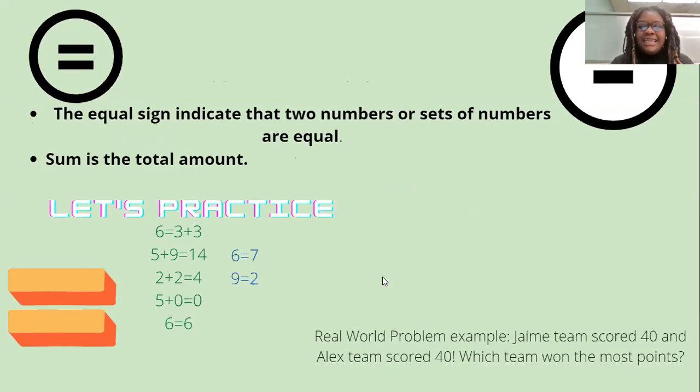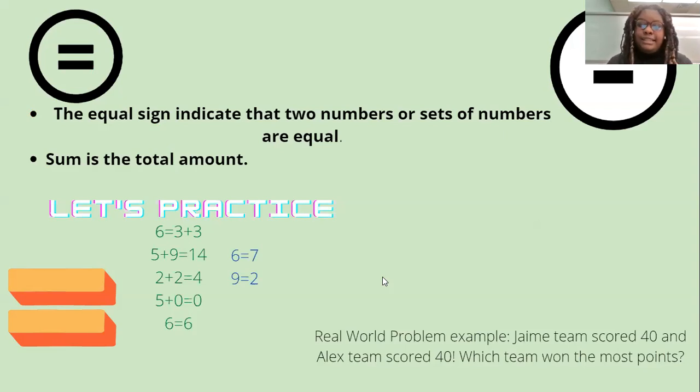So the equal sign indicates that 2 numbers or sets of numbers are equal. And the sum, which is the total amount of the equation. So sum means total amount, and equal indicates that 2 numbers or sets of numbers are the same.